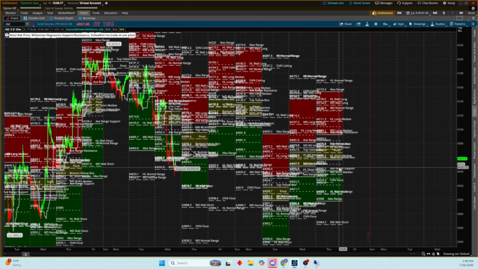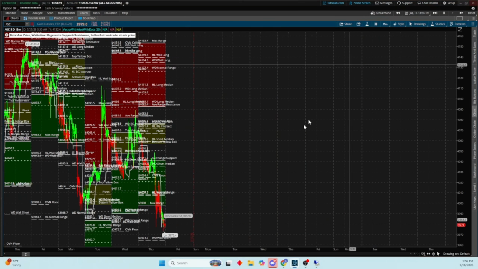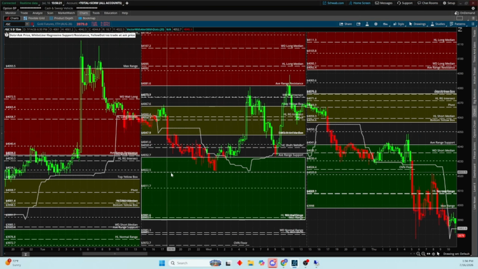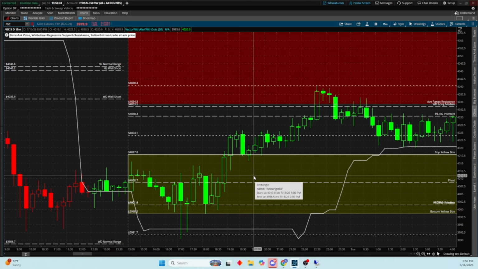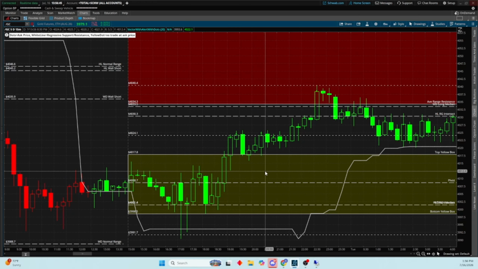Now, there's two other ways you see people play it pretty often, which is a 15-minute break of the top or bottom yellow box, and then a retest of top or bottom yellow box. So you can see here, you go long, retest, you break top yellow box, retest it, go long, TP at average range, stop at yellow box, or stop below vectors.